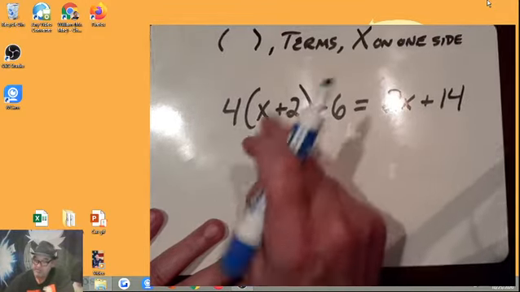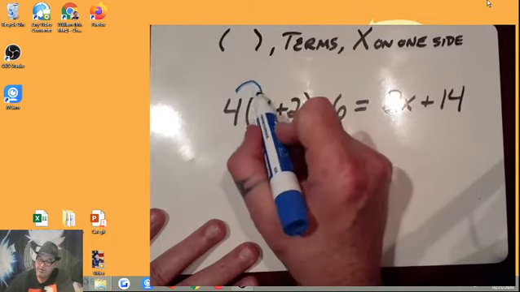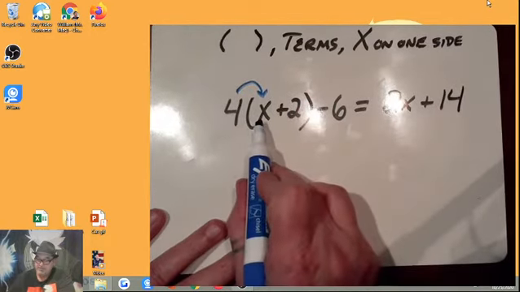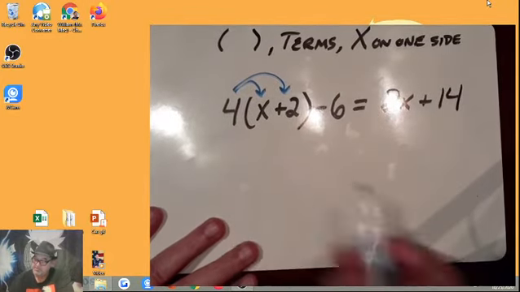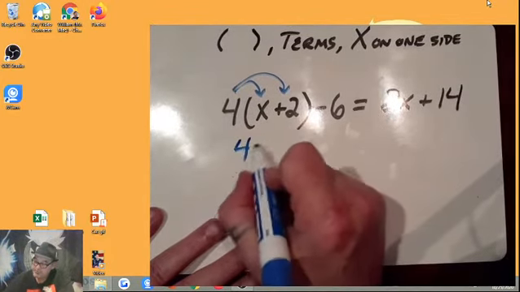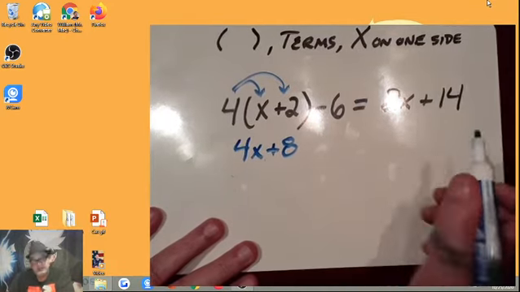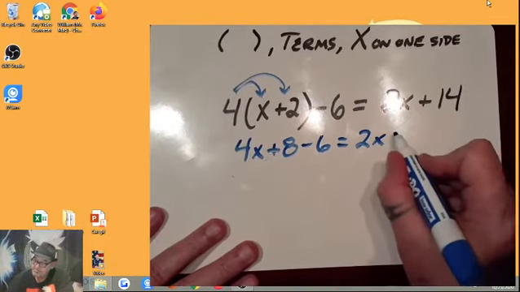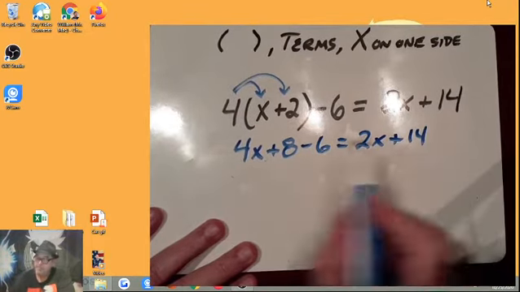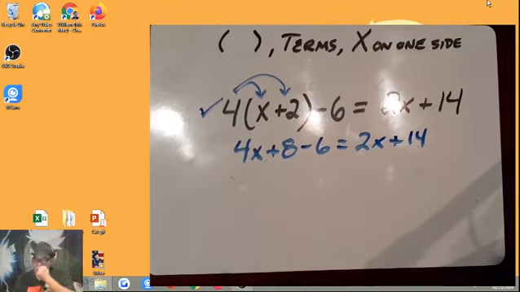And how do you get rid of parentheses? Well, in this case, distribution. I'm going to multiply this 4 times this first term, and then 4 times this next term in the parentheses. So 4 times X is 4X, 4 times 2 is 8, and then everything else I just bring down. Minus 6 equals 2X plus 14. So, first cleanup step, done. I got rid of parentheses.